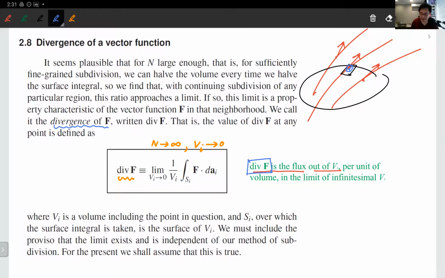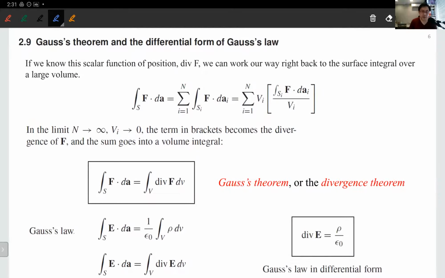Okay, all right, here we go. Now what is so cool about this one? Why don't we just be content with what we had with the flux calculation and the surface integral? Why do we have to deal with the flux per volume? All right, and this is what's happening.